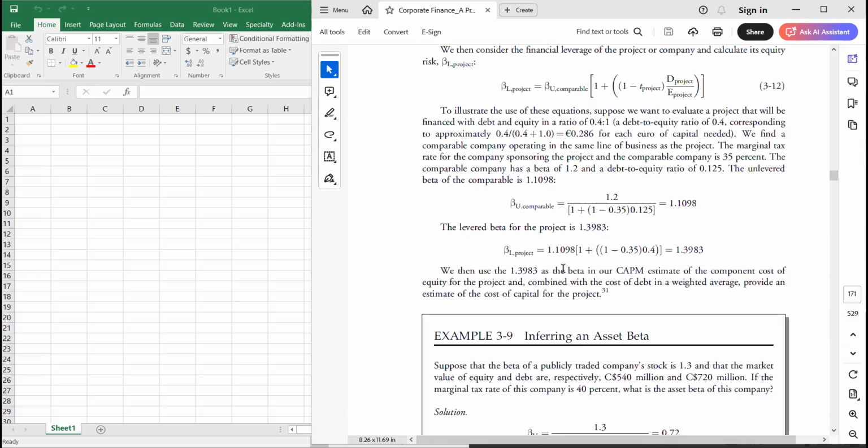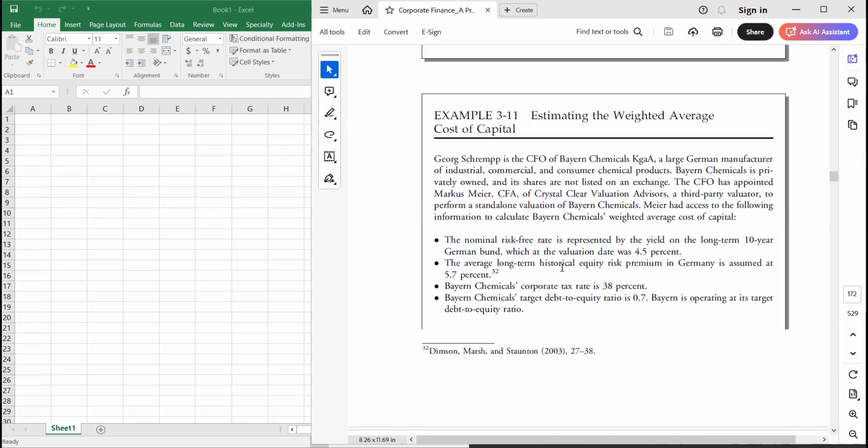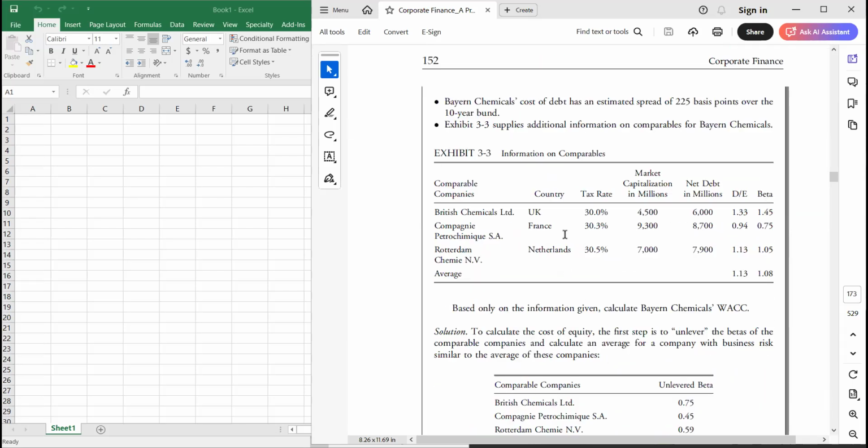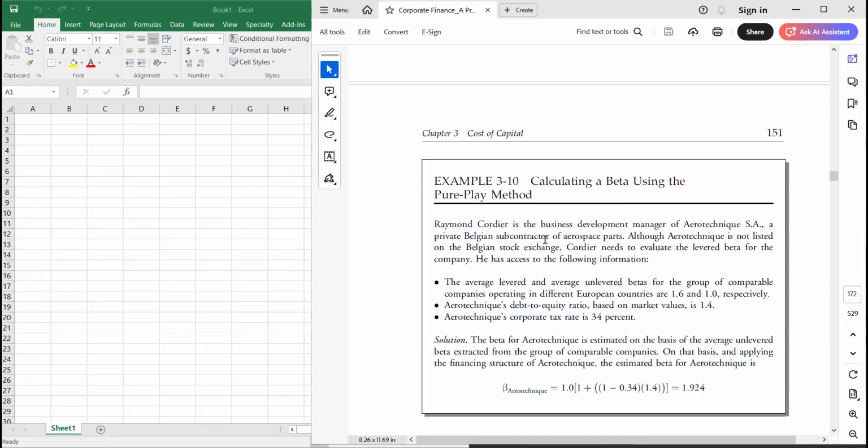Okay, now. So this is the example that I was talking about. Hello, Professor. Yes, hello. Do you see the Excel and the chapter, the book itself that I shared? Yes. Okay, perfect.